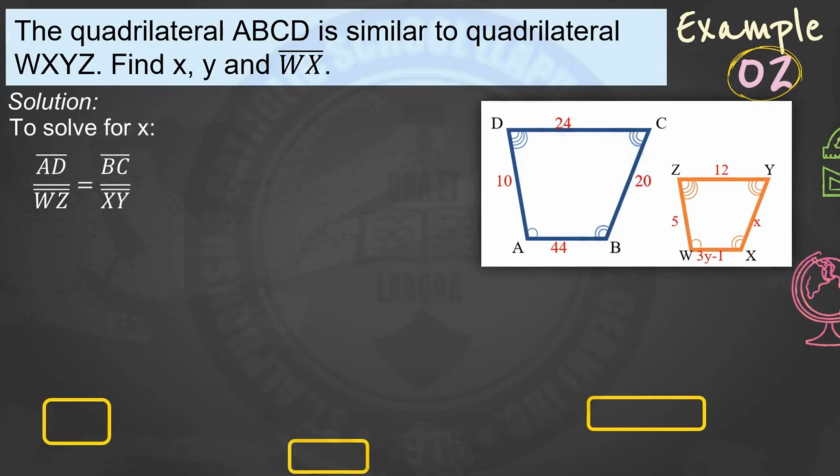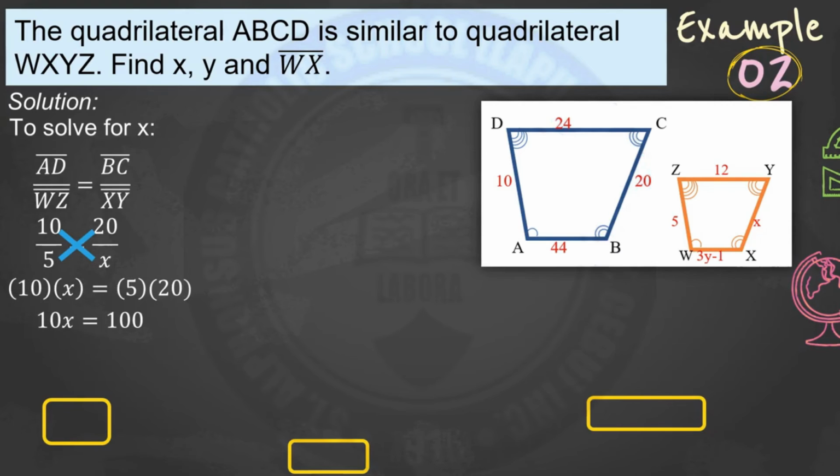Then substitute each measure. So we have 10 over 5 equals 20 over x. Then cross multiply, we have 10 times x is equal to 5 times 20. So we come up with 10x equals 100. Divide both sides by 10. So the value of x is equal to 10.